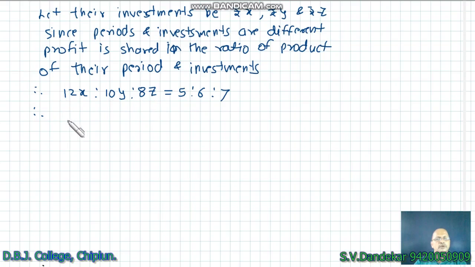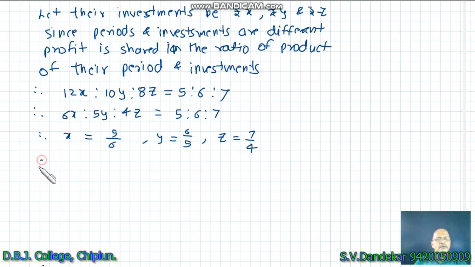Therefore, dividing here by 2, 6x is to 5y is to 4z is equal to 5 is to 6 is to 7, and therefore x is equal to 5 upon 6, y is equal to 6 upon 5, and z is equal to 7 upon 4, and therefore x is to y is to z is equal to, sorry, I made a mistake, 5 upon 6 is to 6 upon 5 is to 7 upon 4.